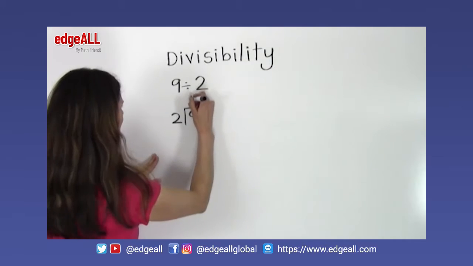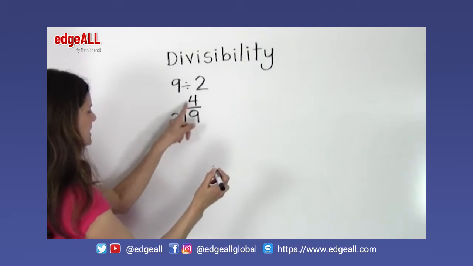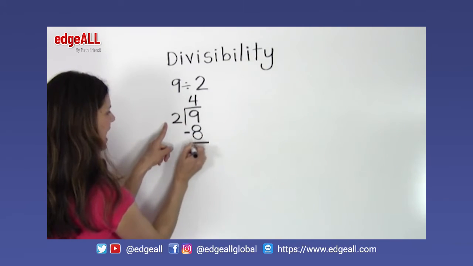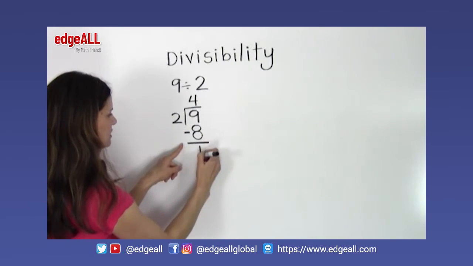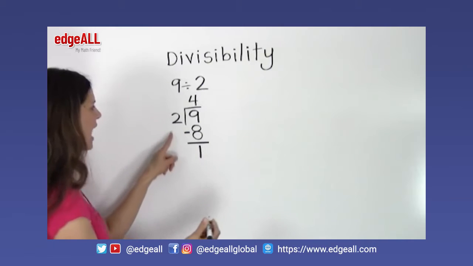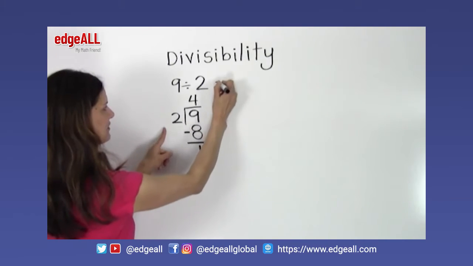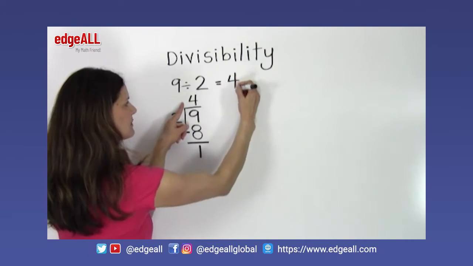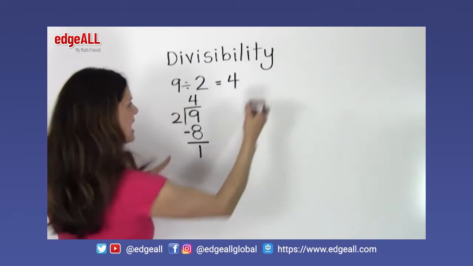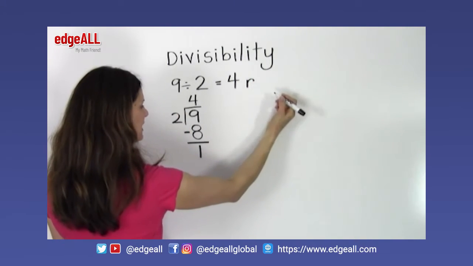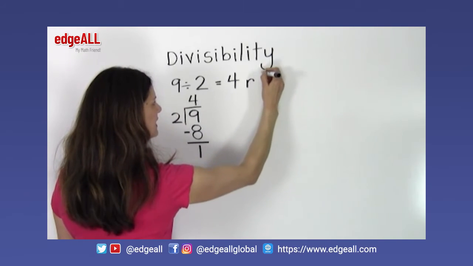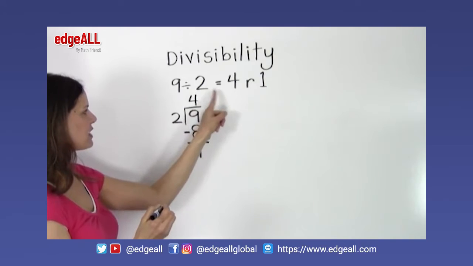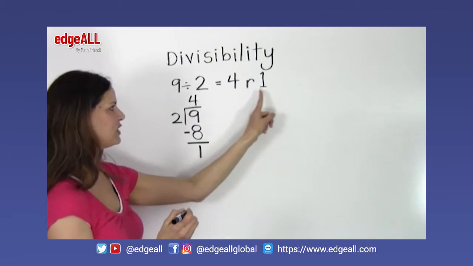So I multiply 4 times 2, which equals 8. And then I subtract 9 minus 8 equals 1. So I would say that 9 divided by 2 equals 4, which is my quotient, with a remainder, so I'll put my little r there, of 1. 9 divided by 2 equals 4, remainder 1.